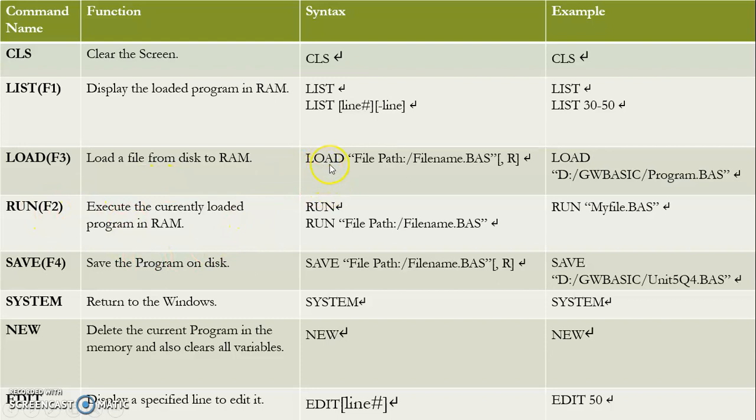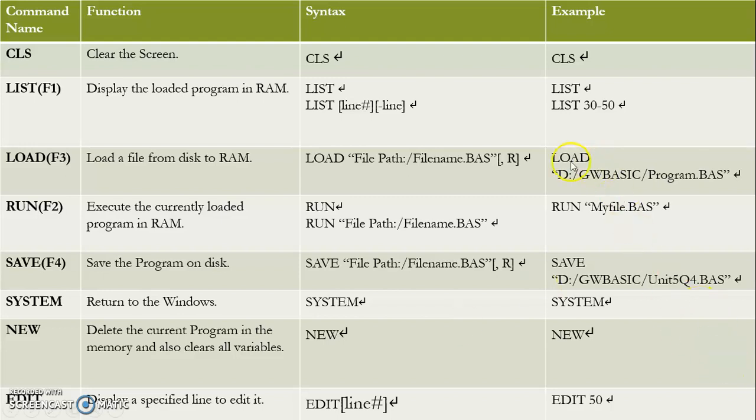This is the syntax of the command. We will type load, then with a space, within double quotation marks we will type the file path and file name with the extension of BAS. After the double quotation, here is an optional switch of R, which is used to execute the program that we want to load. It means the program will be loaded and executed with this optional switch. If we use this switch, the program that we want to load will also be executed.